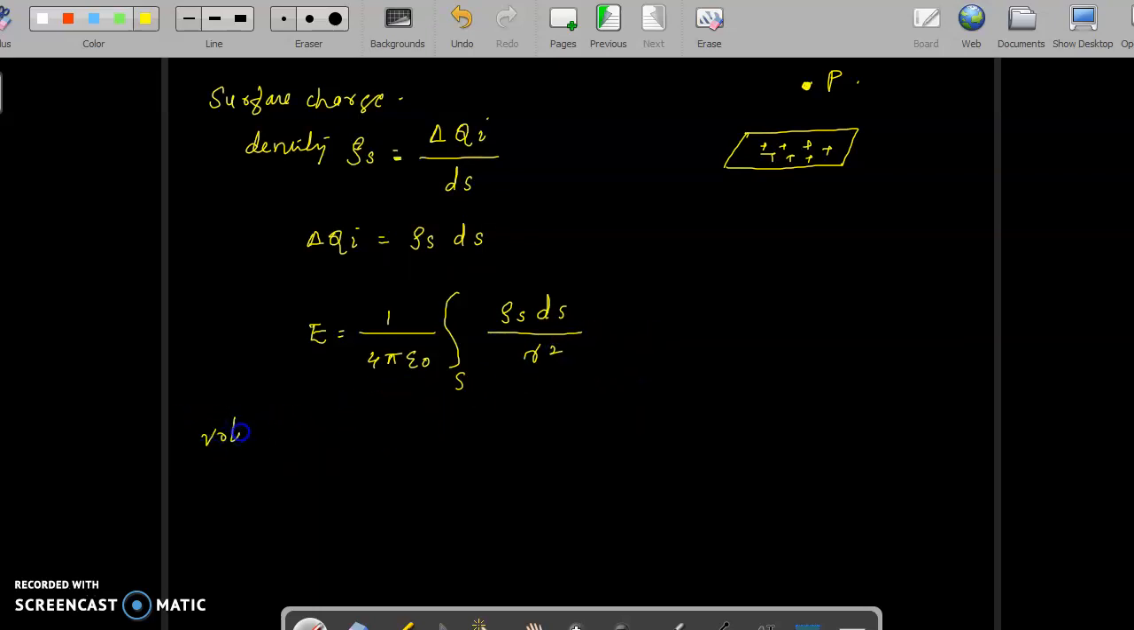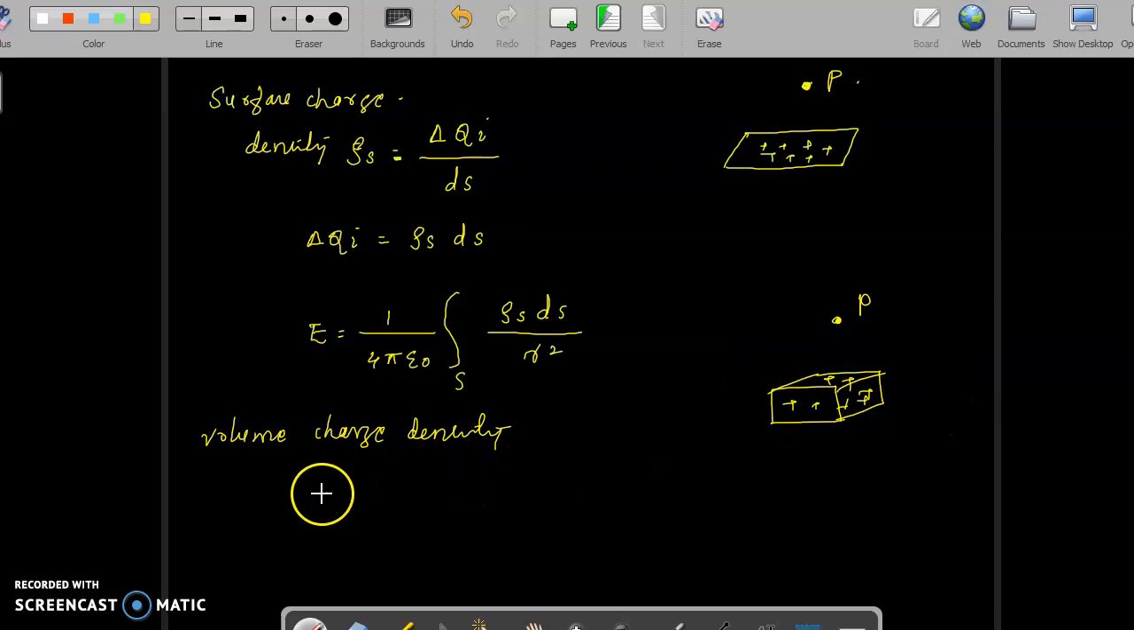Similarly, for a volume charge density, that means if you take a volume where charges are uniformly distributed, and take one point P, what is the field intensity at this point P due to this volume charge density? So in the same expression, E becomes 1 by 4 pi epsilon naught. The only change here is that instead of surface charge integration, there is the volume charge integration. So rho V into a small volume, that is delta V, by R square.